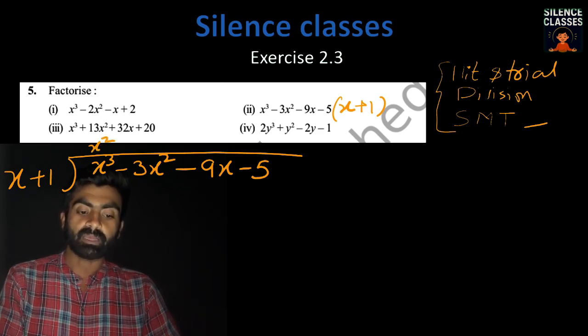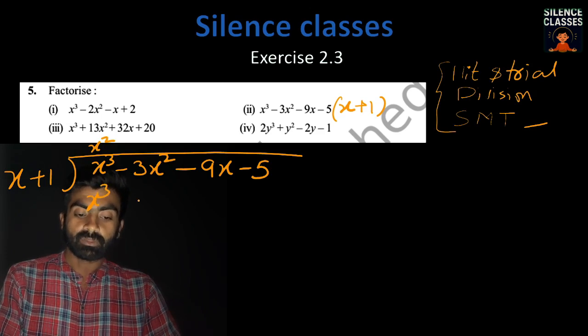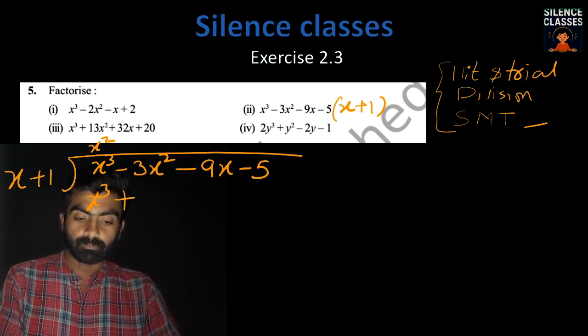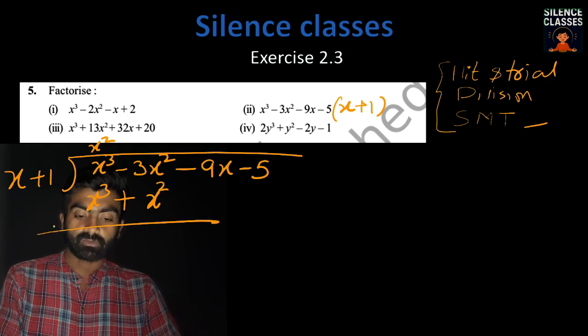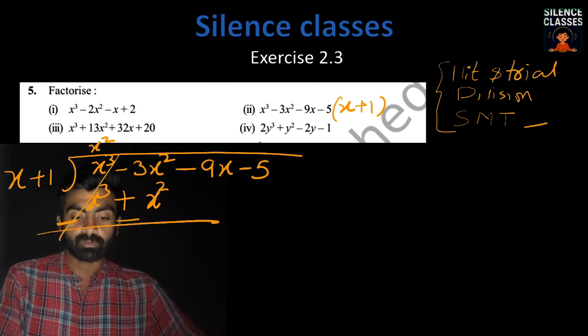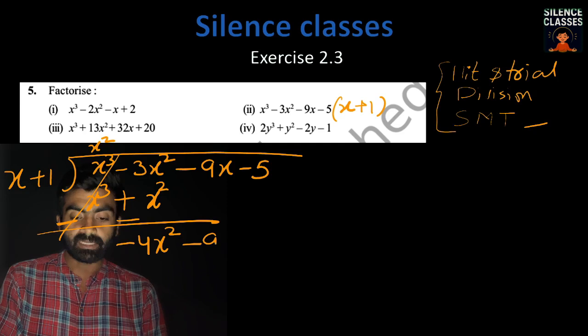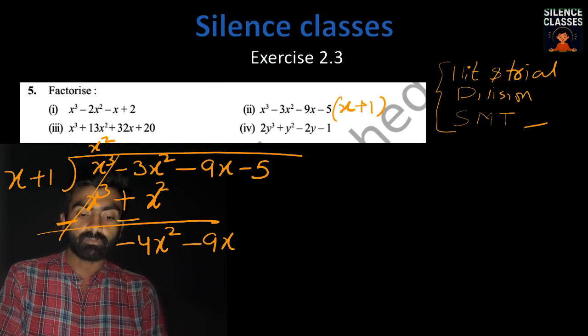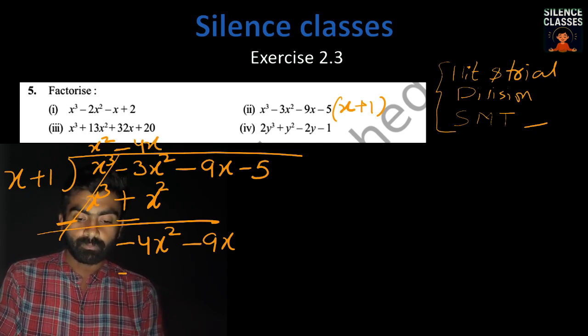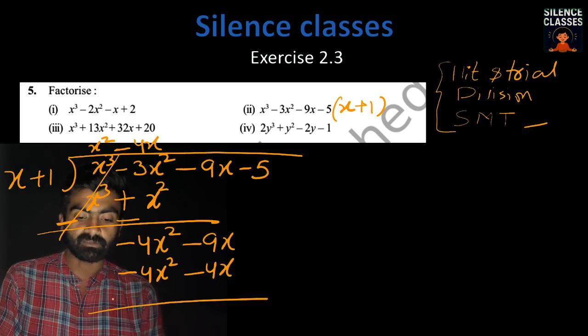If I multiply it by x square, it will become x cube plus x square. First I will change the sign, so minus minus will become plus, and we can cancel it out. So we will get minus 4x square minus 9x. Now we will multiply it by minus 4x, so it will become minus 4x square minus 4x. Plus minus will become minus, so we will change the sign, it will become plus.